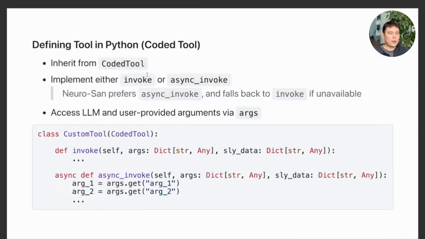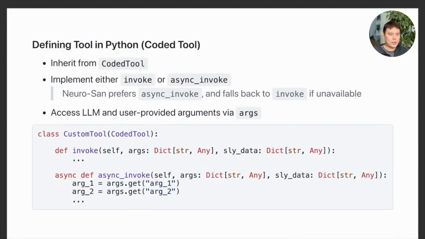To define the tool in Python in neuro-san, we call it a coded tool. Basically, you have to subclass the coded tool and then implement the method invoke or async invoke. But neuro-san will prefer async invoke first, and then fall back to invoke if you don't provide the method async invoke. So this is an example of how you do it. You subclass the coded tool, you define the method async invoke, and then you can get the arguments or parameters from the parameter args here. So you can get arg1 and arg2 with the get method from the dictionary args.